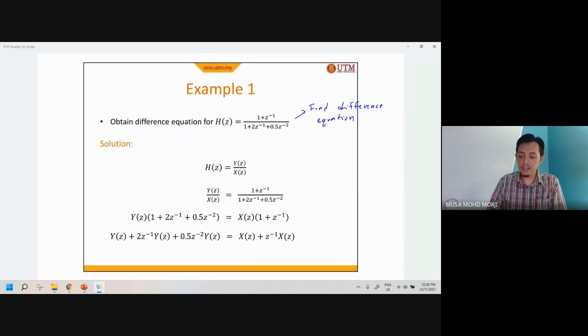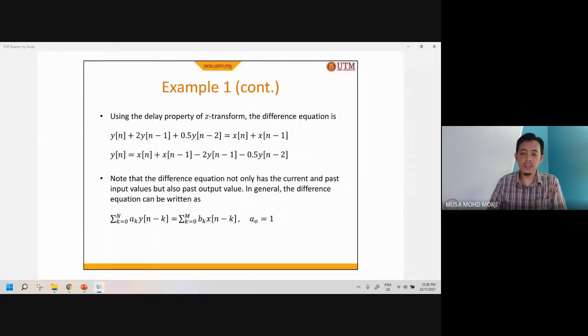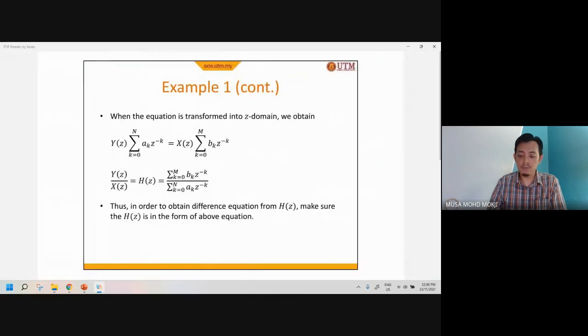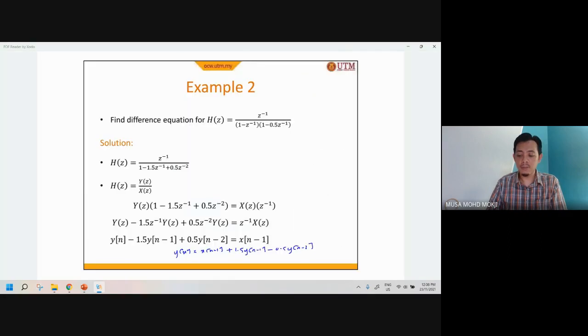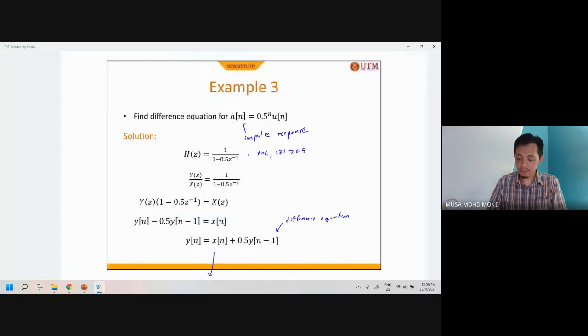Because as I mentioned, doing everything in the time domain is not as straightforward. So we need to convert it into a different domain so that the maths becomes easier and simpler.